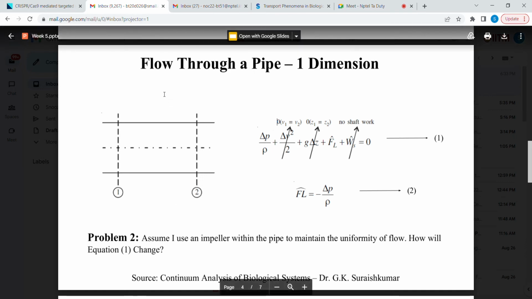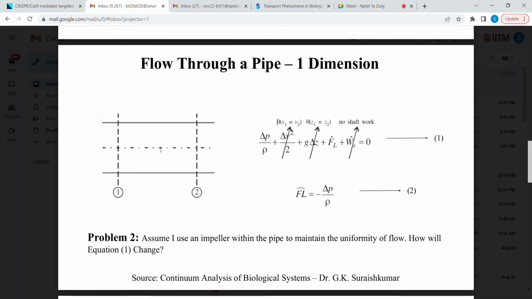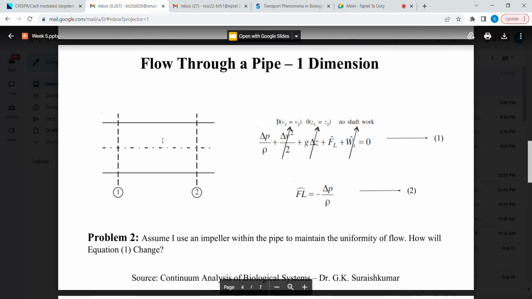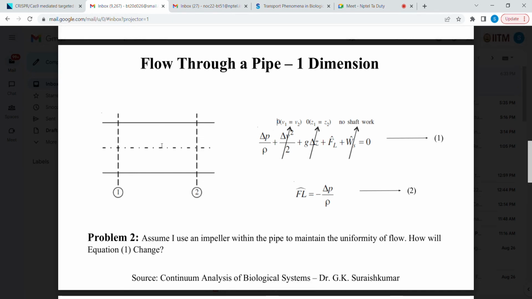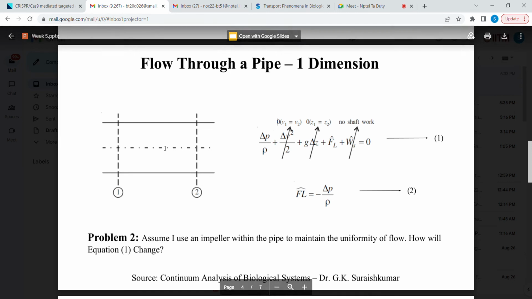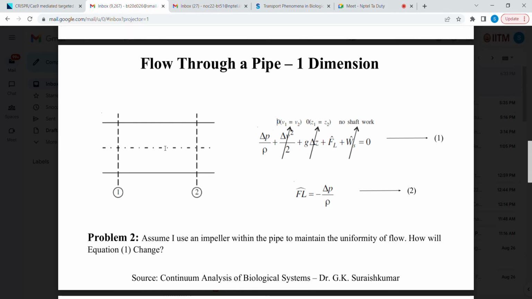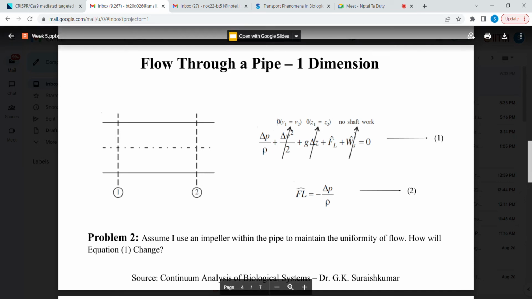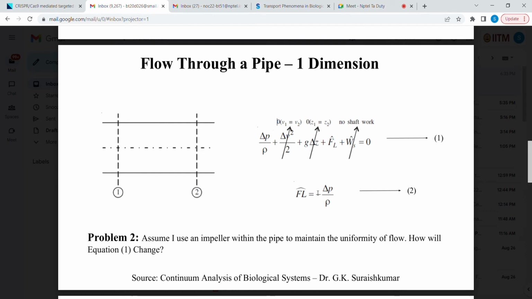Alright, the answer is simple. When I put an impeller into a closed volume element, the impeller is used to maintain, as I said, fully developed flow. That was the initial assumption. So the impeller does work on the fluid that flows in this cross section of the pipe, which is basically shaft work. So shaft work won't be zero, and FL hat would be minus delta P by rho minus WS hat. So it's simple. I hope people got it.